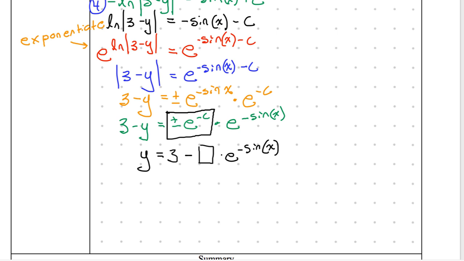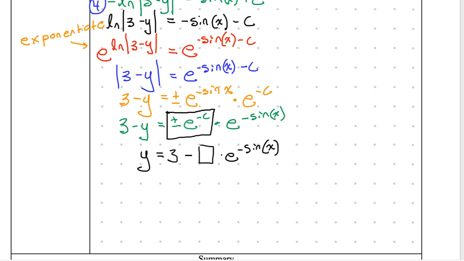All right, so we have now isolated for y. We now need to solve for what that box is. What is this box? How are we going to do that? Any ideas? How are we going to solve for what that box is? What is Pandora's box? Plus or minus e to the negative c. Well, that's what is in there, but we can actually say what value this box is. We can say that box is 2 or something. How are we going to do that?